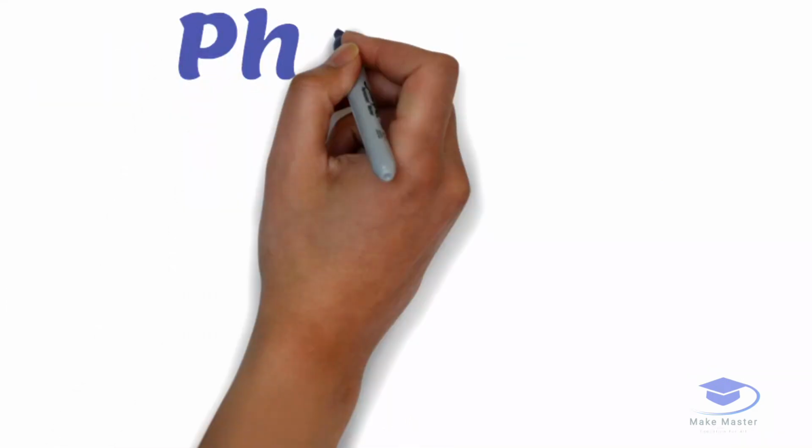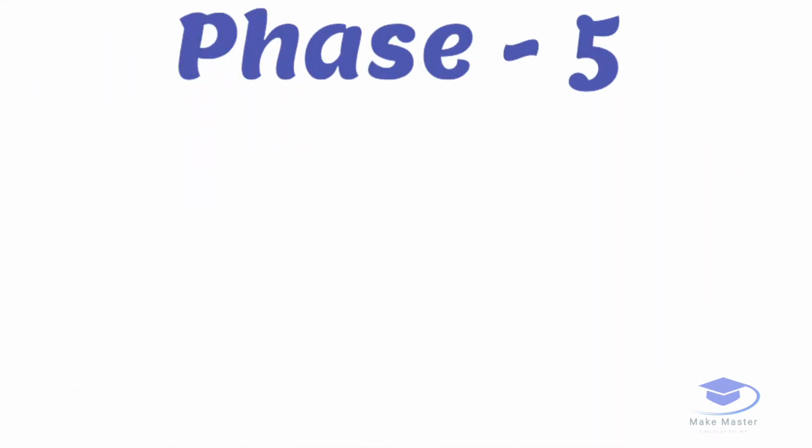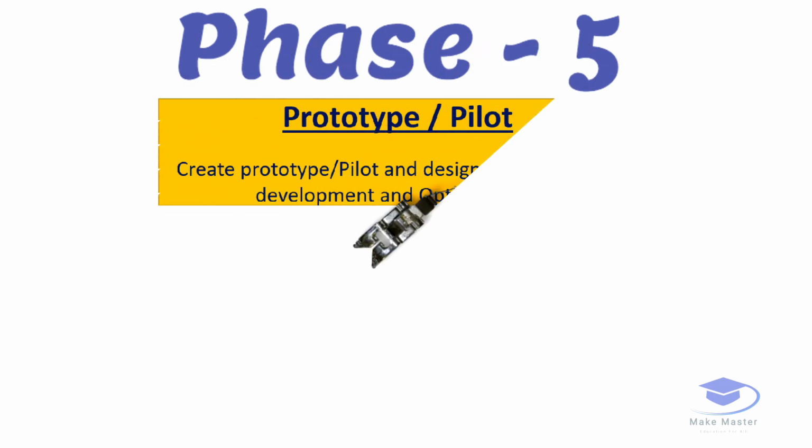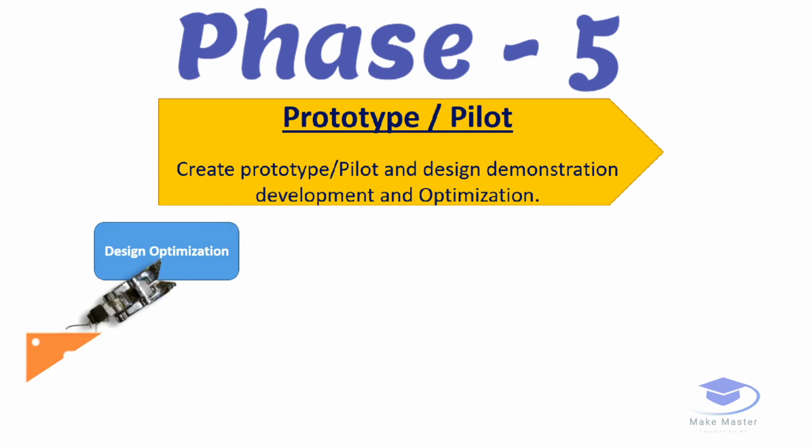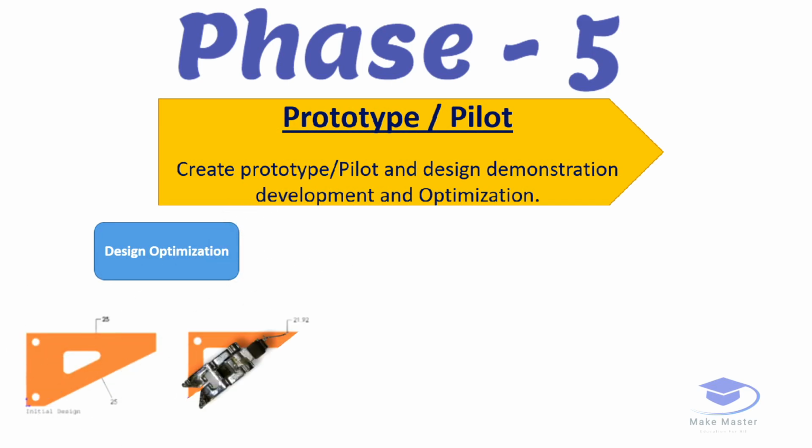Moving into the next phase, phase 5. Phase 5 is prototype and pilot. Create prototype and pilot, and design demonstration, development and optimization. In the previous phase we made the detailed drawing. Here we are going to see how we can optimize our design. For example, here I mentioned both pictures: one picture has more material, the other picture has less material. So we are going to save the material. Like that, we are going to bring the design optimization here and then make the optimized design.